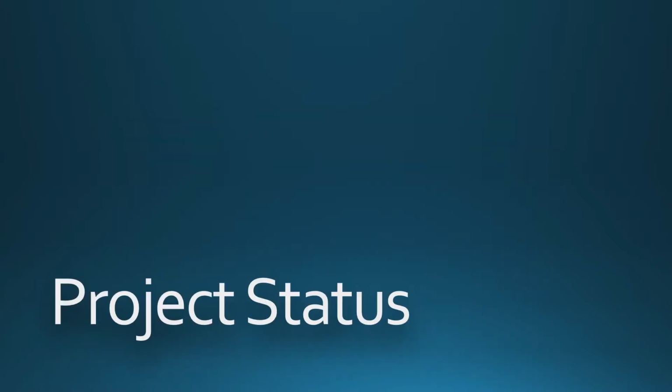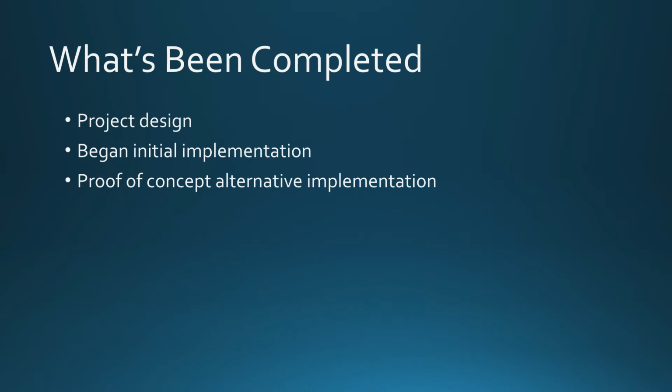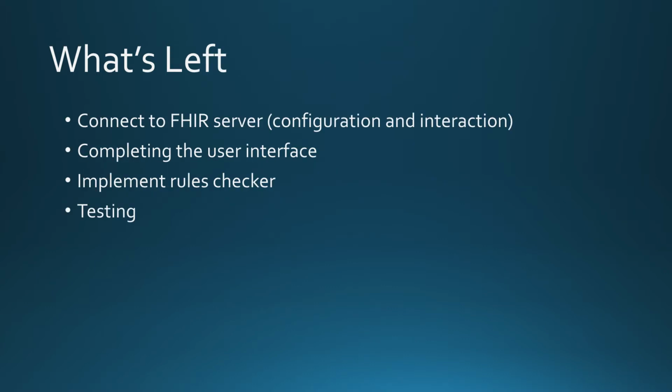Now we'll go over the status of our project. To date, we've completed our project design, we've begun our initial implementation, and we've completed a proof of concept of an alternative implementation. So what's left? We need to implement code to connect to a FHIR server, both from a configuration point of view and interacting with that server. We need to complete our user interface. We need to implement our rules checker, and then we need to test.